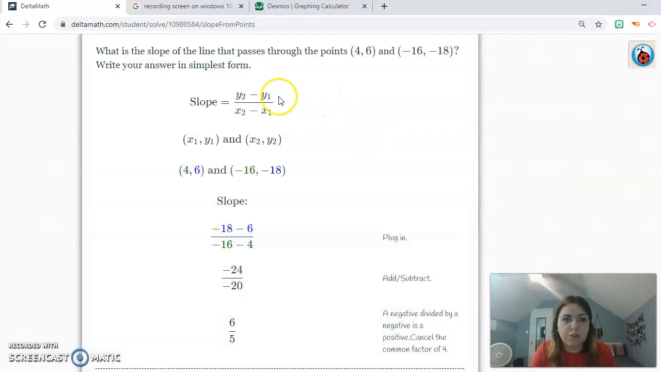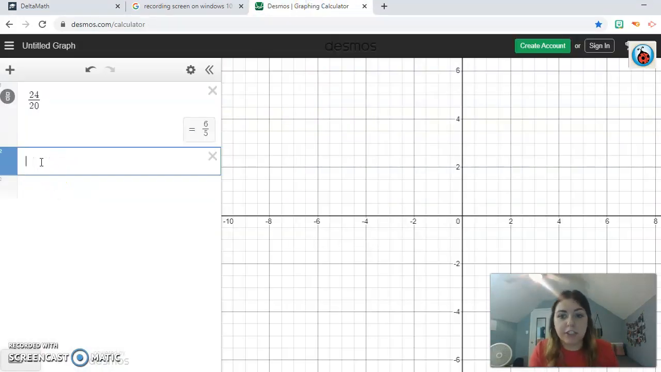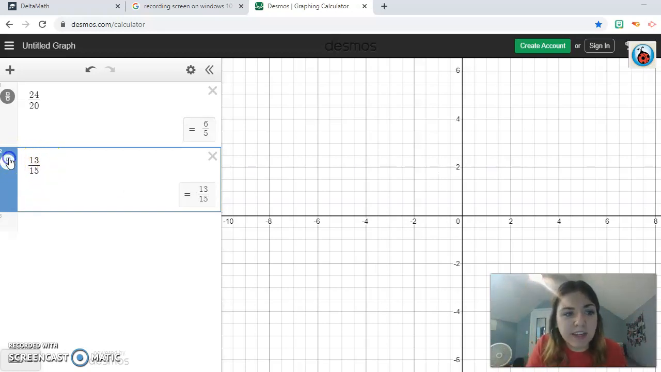You're just going to use that formula. And then let's say that my answer when I first did my problem was 13 over 15. And I wanted to know if that reduced. Still type it in here, hit the fraction button, it stays the same. So that's the answer you type in Delta Math. It would be 13 over 15. Okay? So, hope that helps.